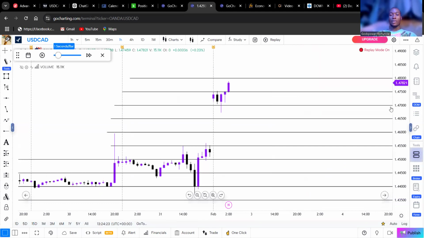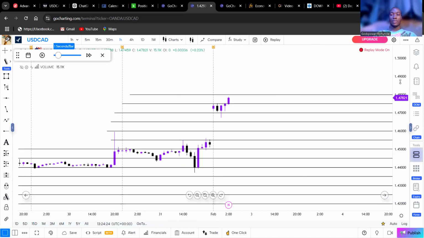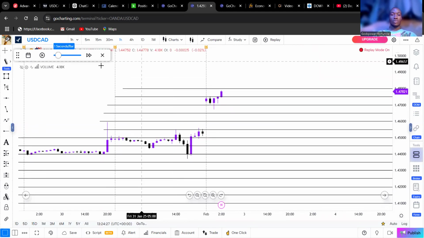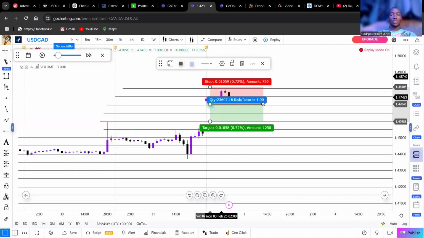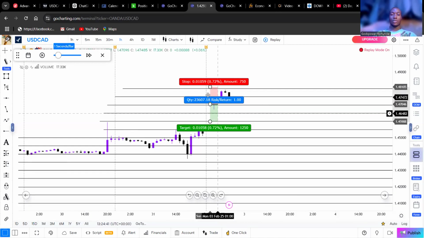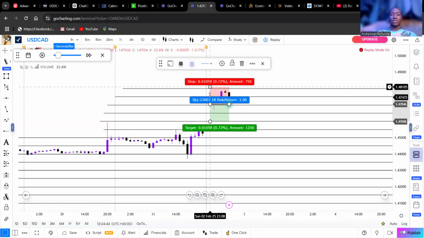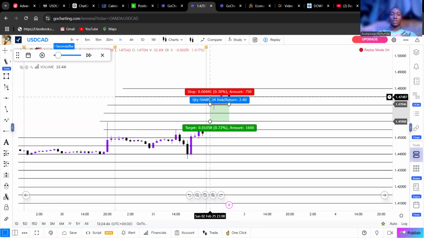So I'm using my replay to currently play price forward. So let's say waking up, seeing this, there is a good entry, but there's no room for stop loss. I used a 15 pip stop loss here. I normally use a 15 pip stop loss on USD CAD.